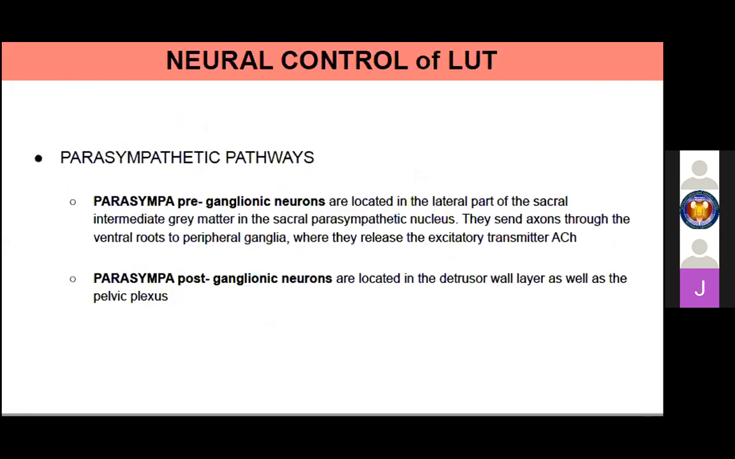So in the parasympathetic pathway, the preganglionic neurons are located in the lateral part of the sacral intermediate gray matter, in the sacral parasympathetic nucleus. They send axons through the ventral roots to peripheral ganglia, where they release the excitatory transmitter acetylcholine, while the parasympathetic postganglionic neurons are located in the detrusor wall layer as well as the pelvic plexus.